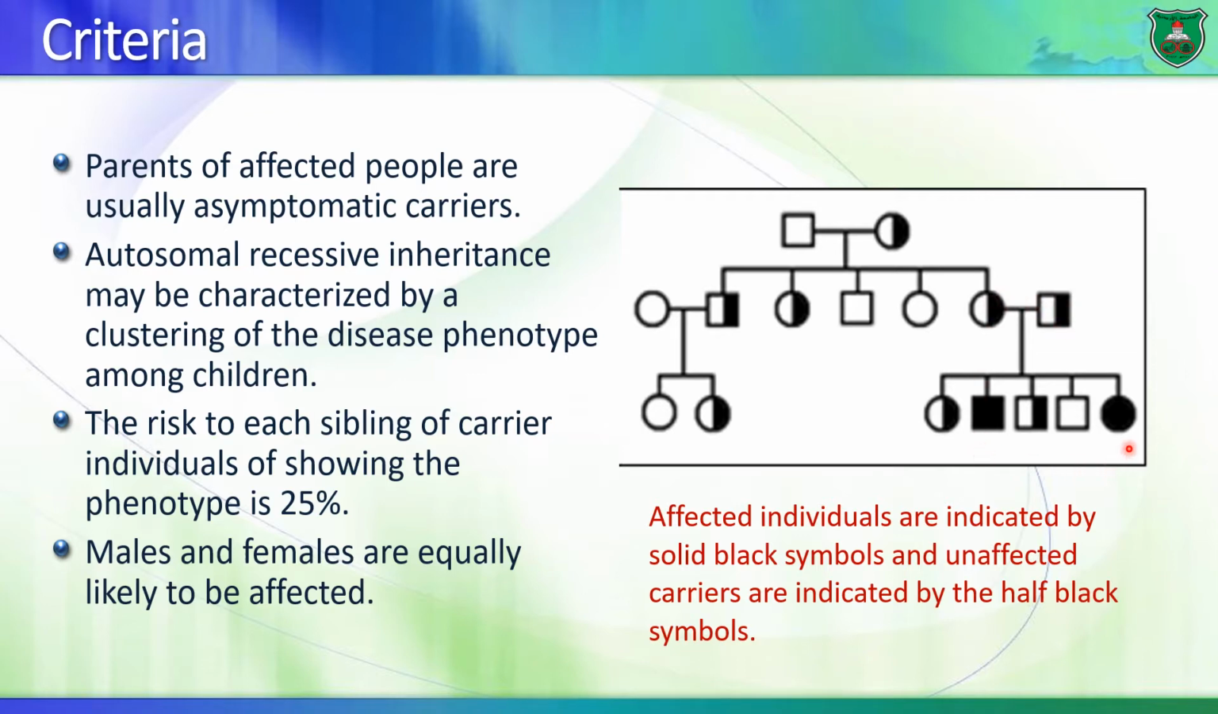They have affected children. Okay, so basically what you see here in this pedigree is clustering of affected people in a single family. So you don't see the disease shown in any of the people in this pedigree except this family right here. So the risk for each sibling of carriers to show a phenotype is 25% following Mendelian rules. And something important as well is that males and females are equally affected.